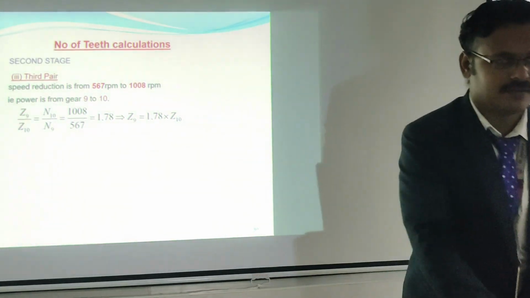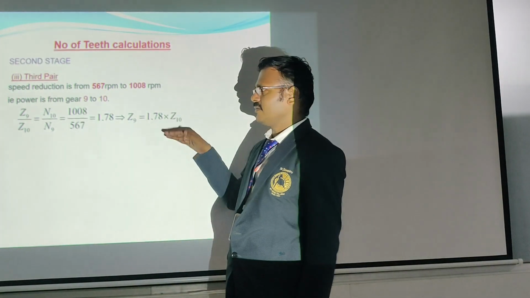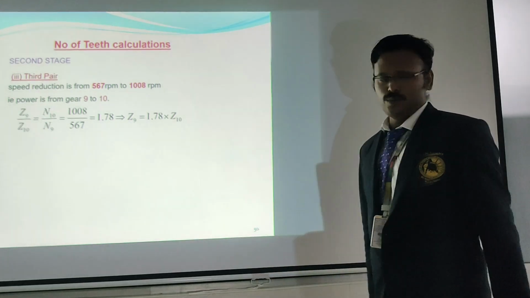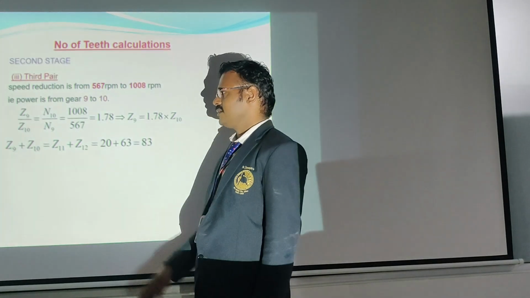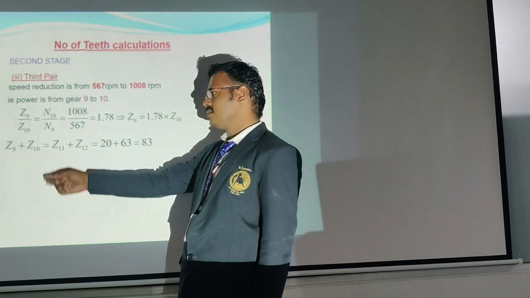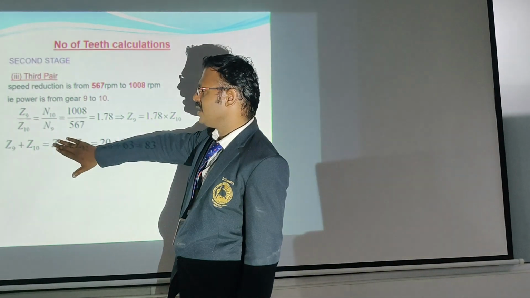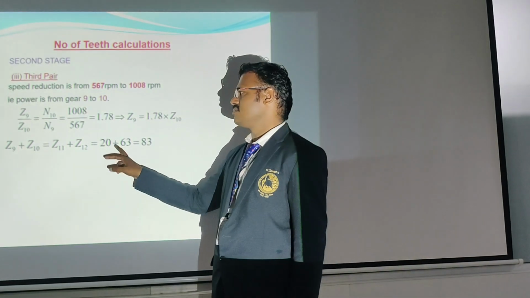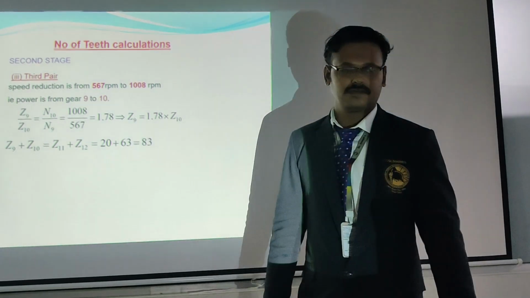Already we know that Z11 plus Z12 equal to Z7 plus Z8 equal to Z9 plus Z10. In that equation we can take any two. So Z9 plus Z10 equal to Z11 plus Z12. In this equation we can take even Z7 plus Z8 equal to Z11 plus Z12. That also is correct. Z11 already we know, that is 20. Z12 already we have found, 63. So Z9 plus Z10 equal to 83.